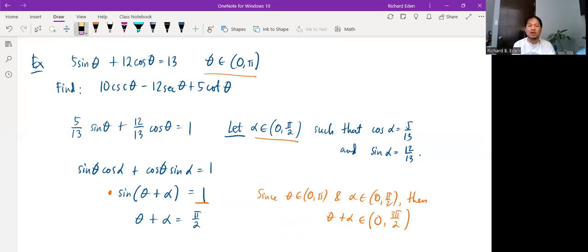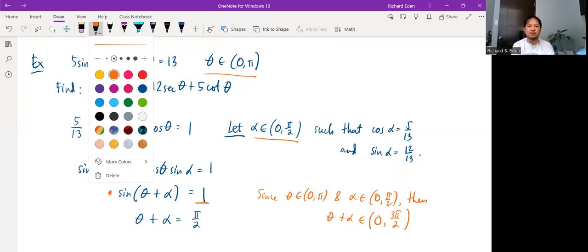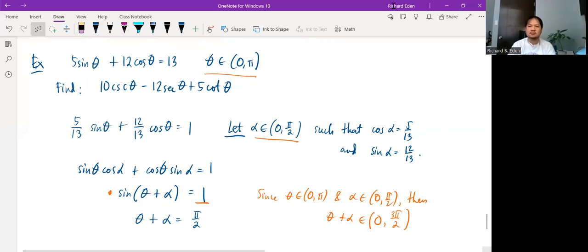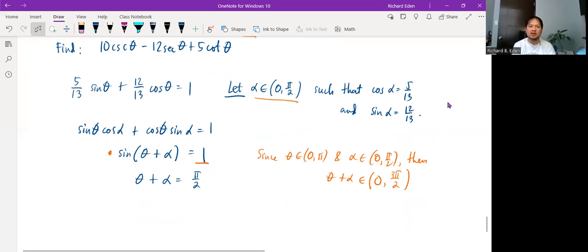Okay, so therefore, we are sure theta plus alpha has to be pi over 2. And so you're right, complementary nung theta and alpha. So now we are trying to evaluate. So we know that cosine alpha is 5 over 13 and sine of alpha equals 12 over 13. Can you tell me what the value of this expression is?